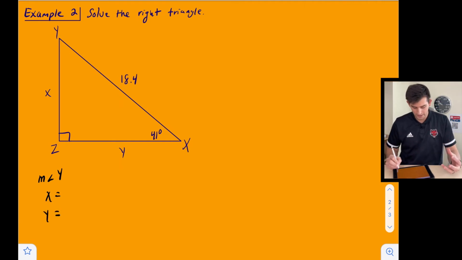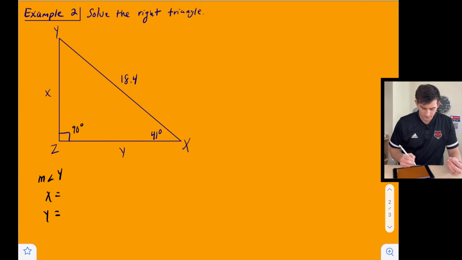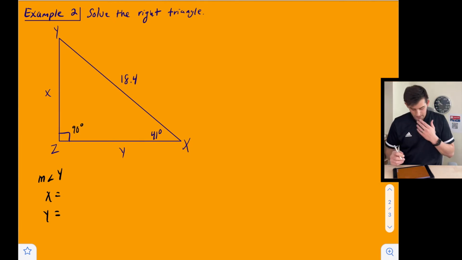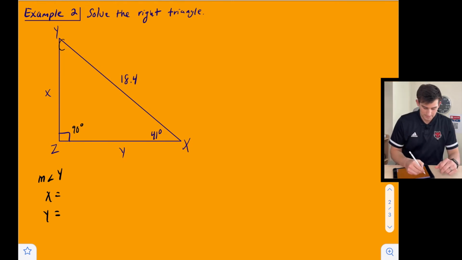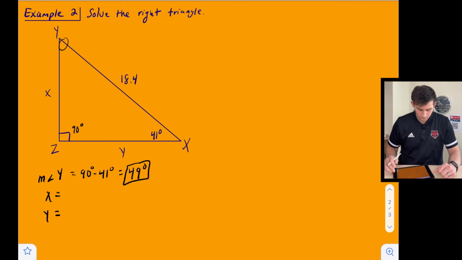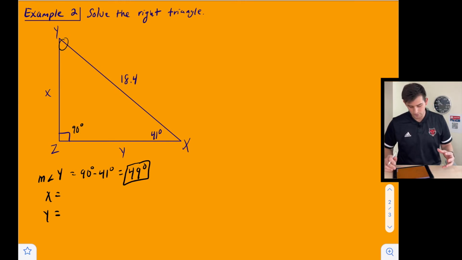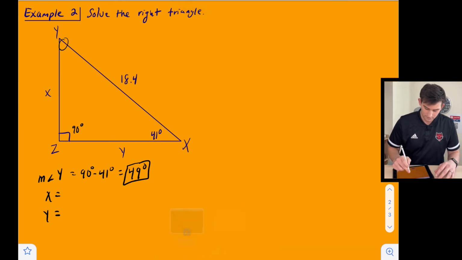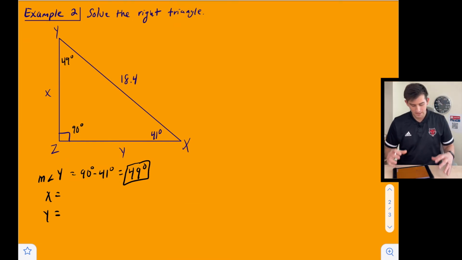So for Y, we know that this is 90 degrees, we have 41 degrees. If all three angles add up to 180, we could just do 90 minus 41 to find angle Y. So this is equal to 90 degrees minus 41 degrees, and that's going to give me 49 degrees. Okay, now we'll add that in here to our triangle. So we'll write this as 49 degrees. And now we just need to find x and y.